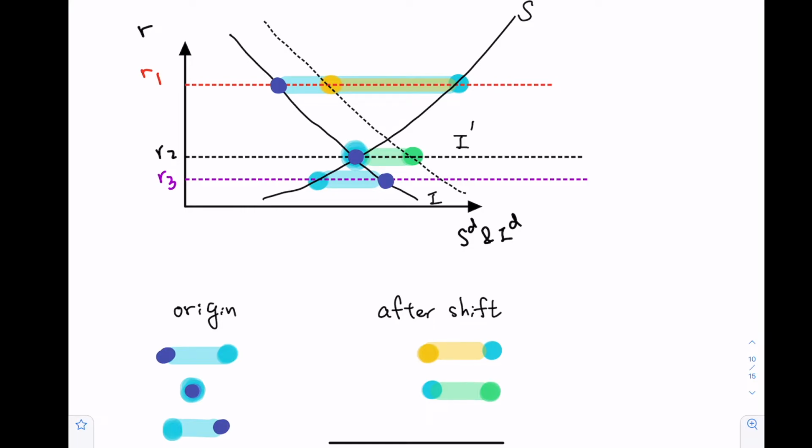Finally, for an economy that used to face the world interest rate that is at R3, now the new international borrowing and lending position becomes the one in purple. That is, it was originally borrowing an amount in blue, and now it enlarges to become the size of purple.